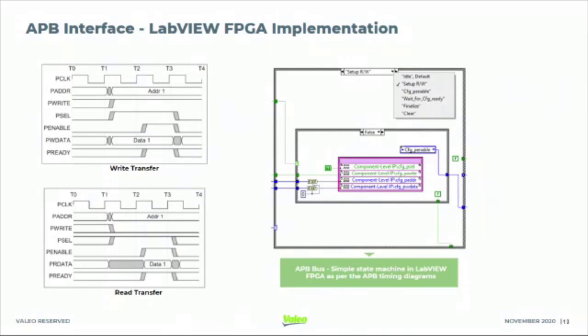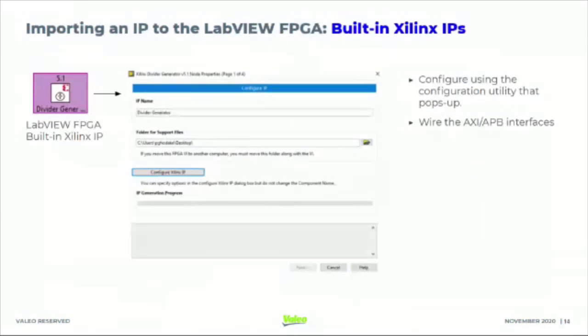So now, going further to how do we import the IP to FPGA. Let's first consider the built-in Xilinx IPs, those that are available through the palette. That is quite simple. You might have already tried it.